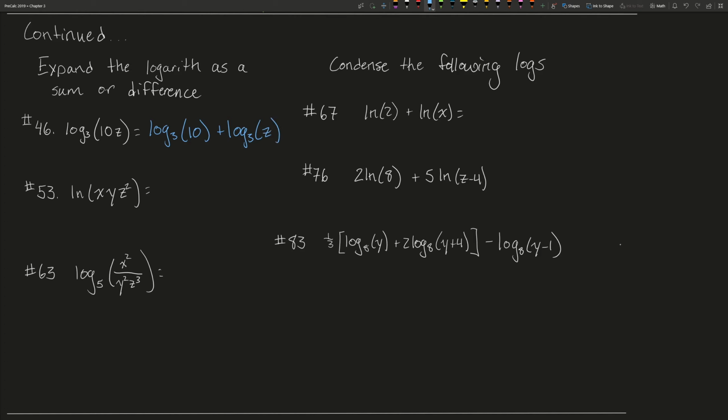Number 53, we have the natural log of x times y times z squared. That is, we can rewrite the natural log of x plus the natural log of y plus the natural log of z squared, which we can then again simplify as the natural log of x plus the natural log of y plus, using the power property, 2 natural log of z.